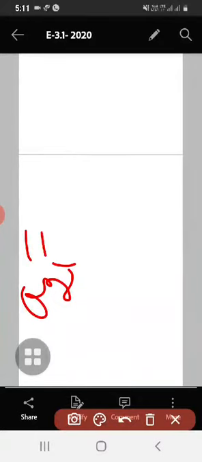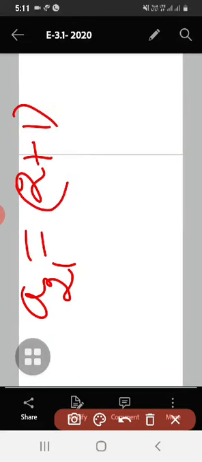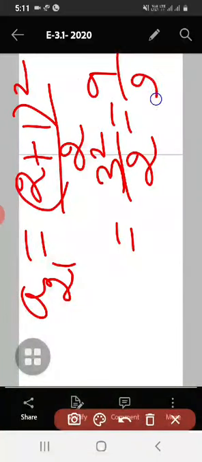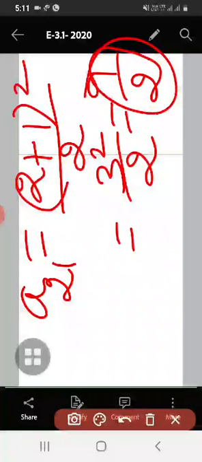See, A21. So i means 2 plus j means 1. So (i plus j) whole square divided by 2. 2 plus 1, inside the bracket, is 3. 3 square by 2. 3 square is 9. That is also 9 by 2. So we get all the elements here. So let us substitute them in the matrix here.